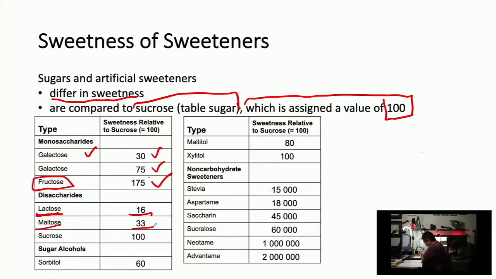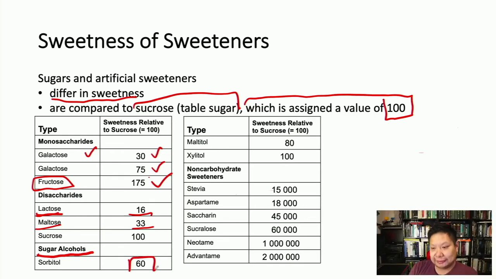But then we get into the sugar alcohols, like sorbitol in our gummy bears. It's only at a 60. Only 60% of the sweetness of sugar. Mannitol, 80. Xylitol actually has the same sweetness as table sugar.